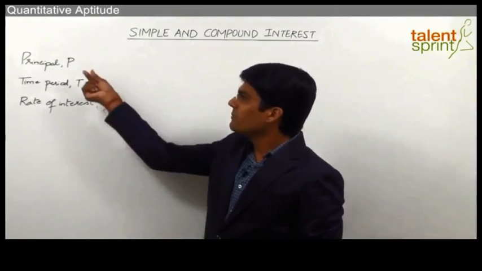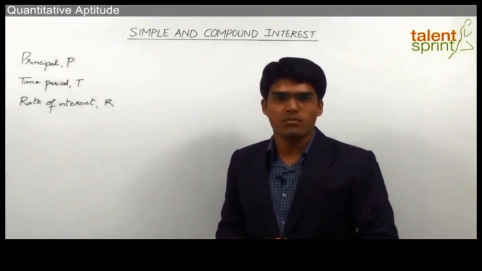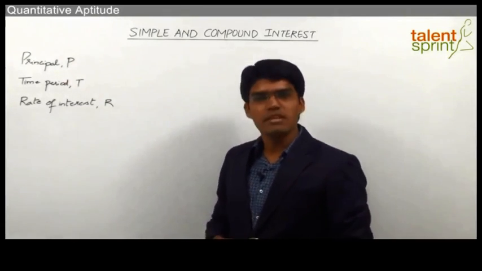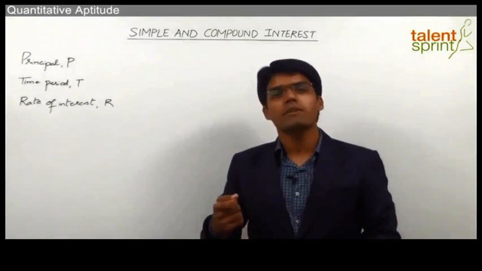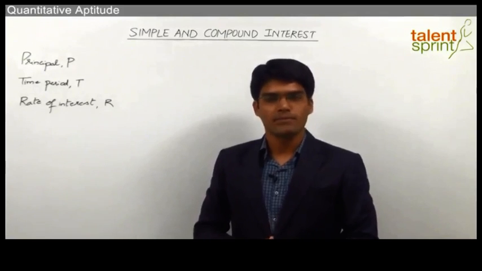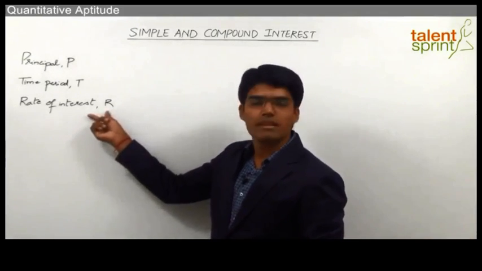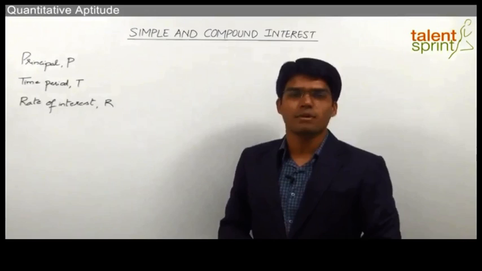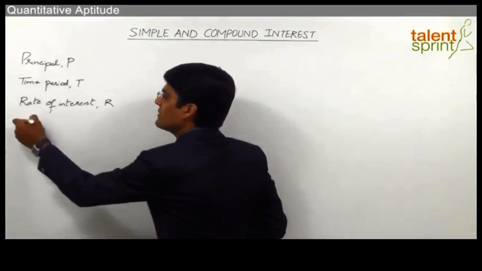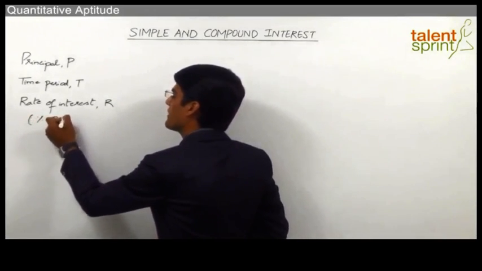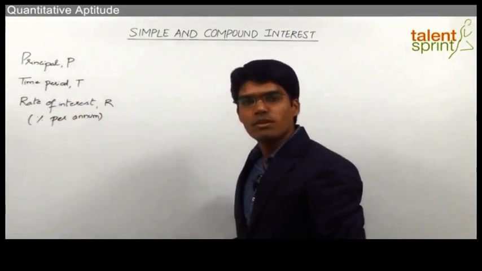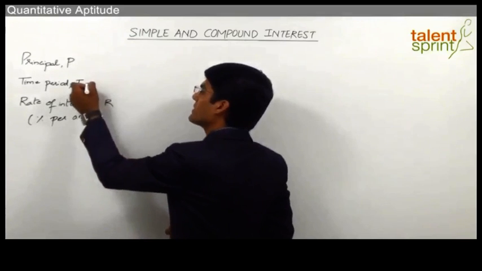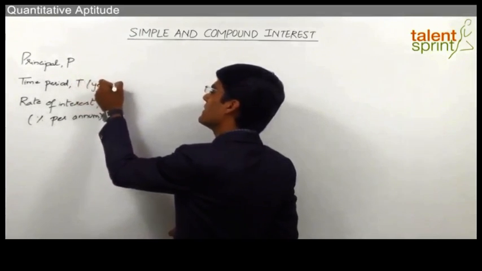So principal P is nothing but the amount which has been borrowed or lent. T is the time period for which the amount has been borrowed or lent, and rate of interest is the rate at which the amount has been borrowed or lent. And as I have already mentioned, this is calculated in terms of percentage per annum. So rate of interest should always be percentage per annum. And the time period also in general should always be in terms of years. So time T should always be taken in terms of years.